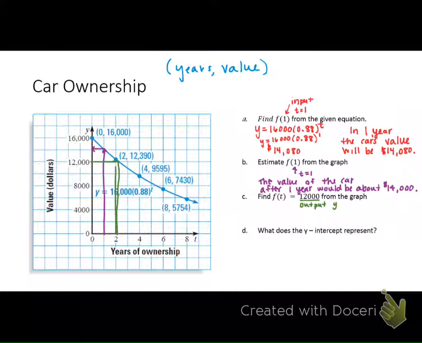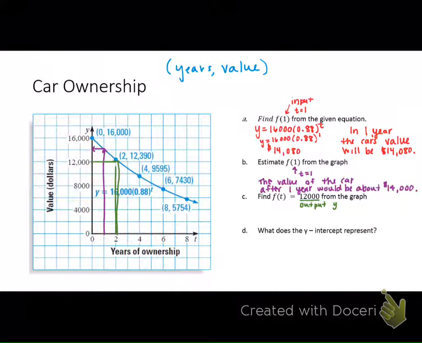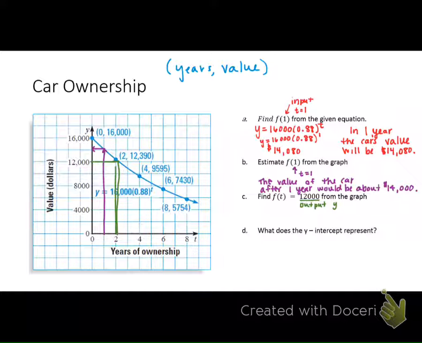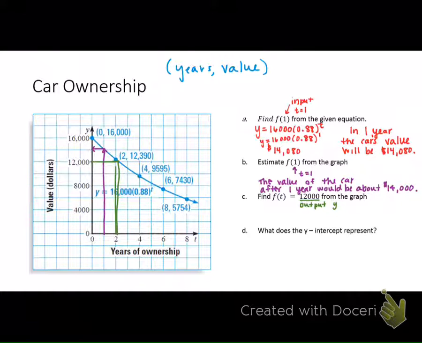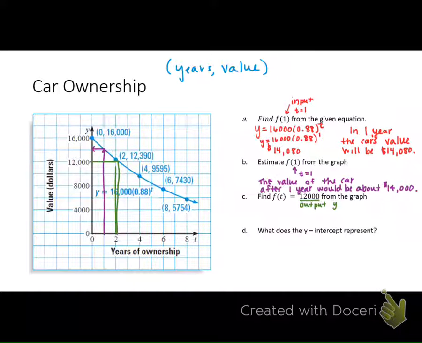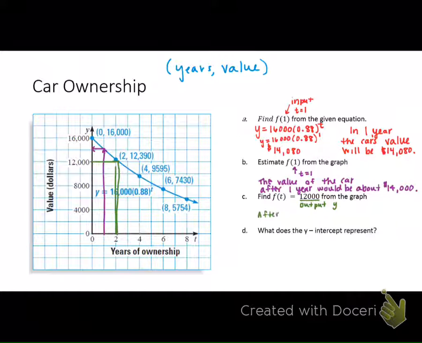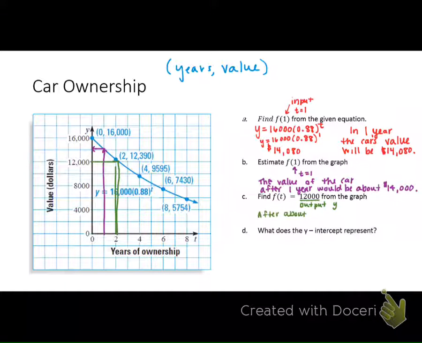Jenny, what's your question? Is there a car on... Yeah. To start off with, it depends on what car you get. There are cars, new cars, that will sell for $16,000. Or used ones, it depends on if it's been used for a year or two. You don't know what car this is. So, after about 2 years, the car will be $12,000.